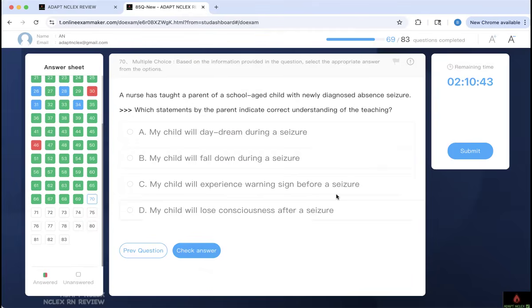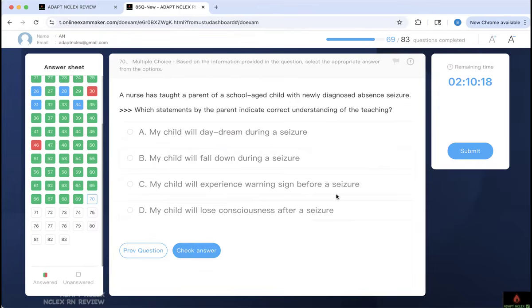Very important. And as I started, a parent of a school-age child with a new diagnosis of absence seizure. What do you see in absence seizure? Which statement by the parent indicates a correct understanding of the teaching? My child will daydream during seizure. My child will fall down during seizure. My child will experience warning signs before seizure, that is an aura. My child will lose consciousness after seizure.